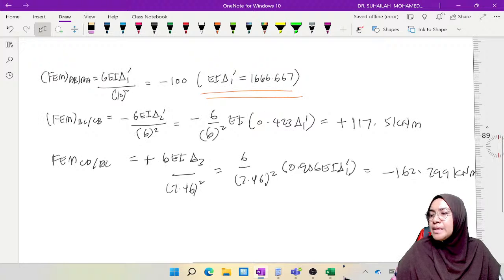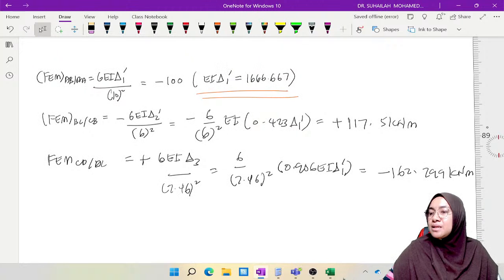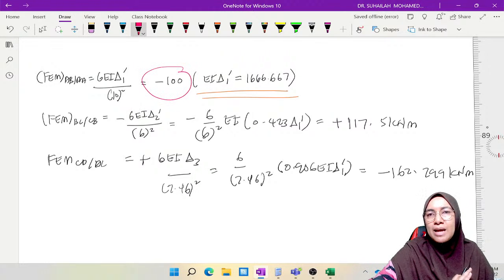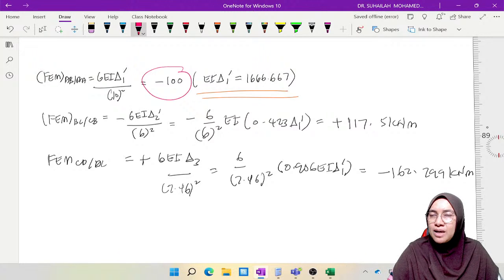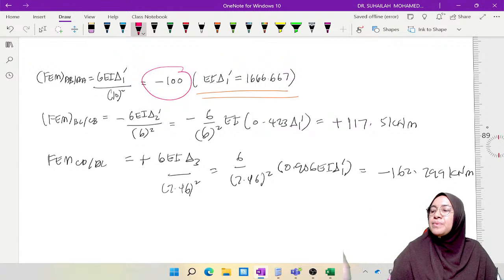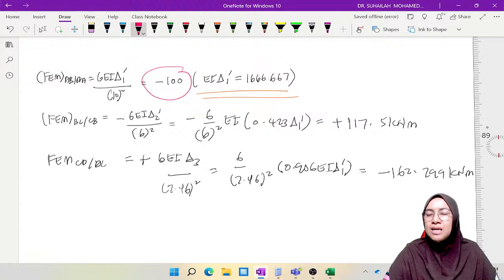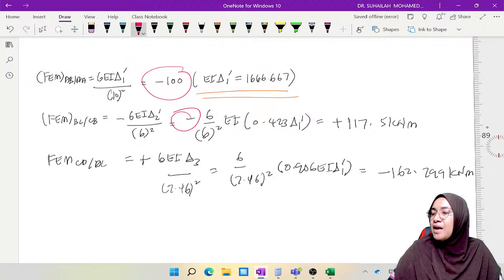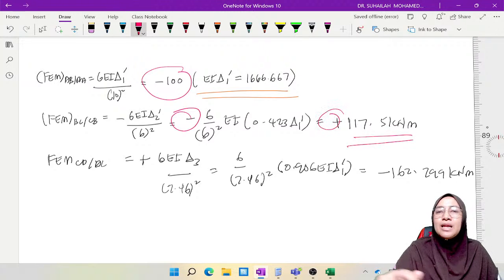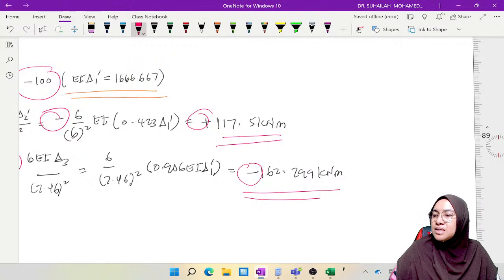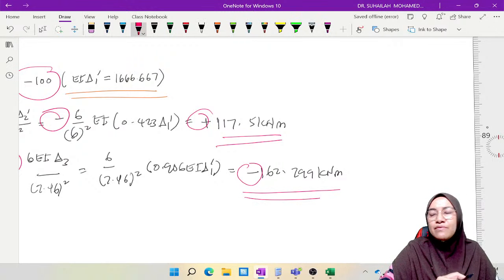Okay, so the moment that we will use in the table is negative 100 for AB and BA, negative 100 because column angle is positive, FEM is negative. And then FEM for BC, beam angle is negative, FEM is positive. This is the value we put in that column. And then FEM DC angle is positive, FEM is negative, so this is negative 162.7 or 0.8.